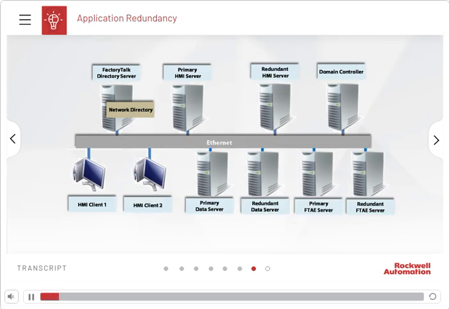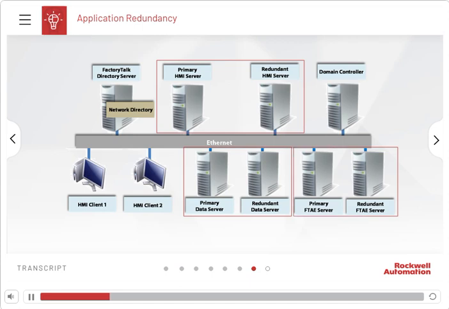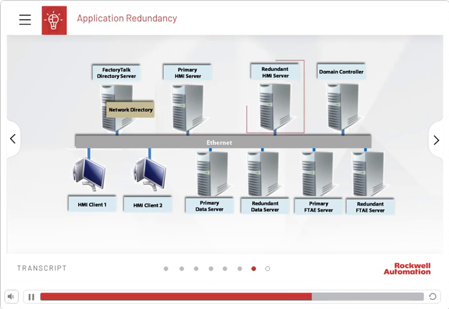For network applications, you can set up HMI server, data server, and FactoryTalk Alarms and Events, FTAE, server redundancy. HMI server redundancy is only available in network distributed applications. In the event that the primary HMI server cannot provide service to HMI clients, the system switches to the secondary server, and FactoryTalk View SE clients continue to function normally. There is no need to restart client or server computers.